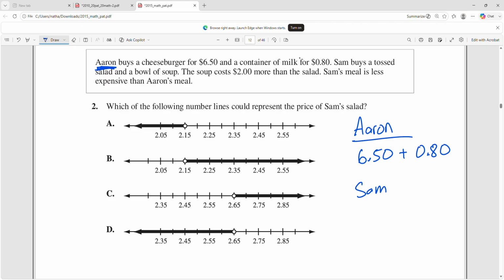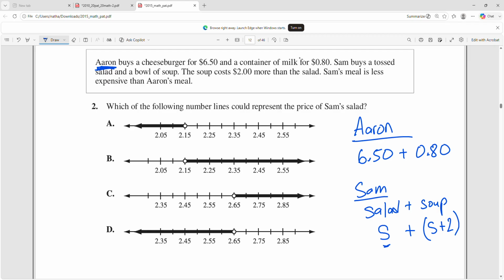And then Sam buys a salad and a bowl of soup. They didn't tell us the cost. They told us that the soup costs $2 more than the salad. I don't know what the salad costs, so let's just call it S, for the cost of his salad. The cost of his meal is going to be the cost of the salad, S, plus the cost of the soup. And the soup was $2 more than the salad, so soup is S plus $2.